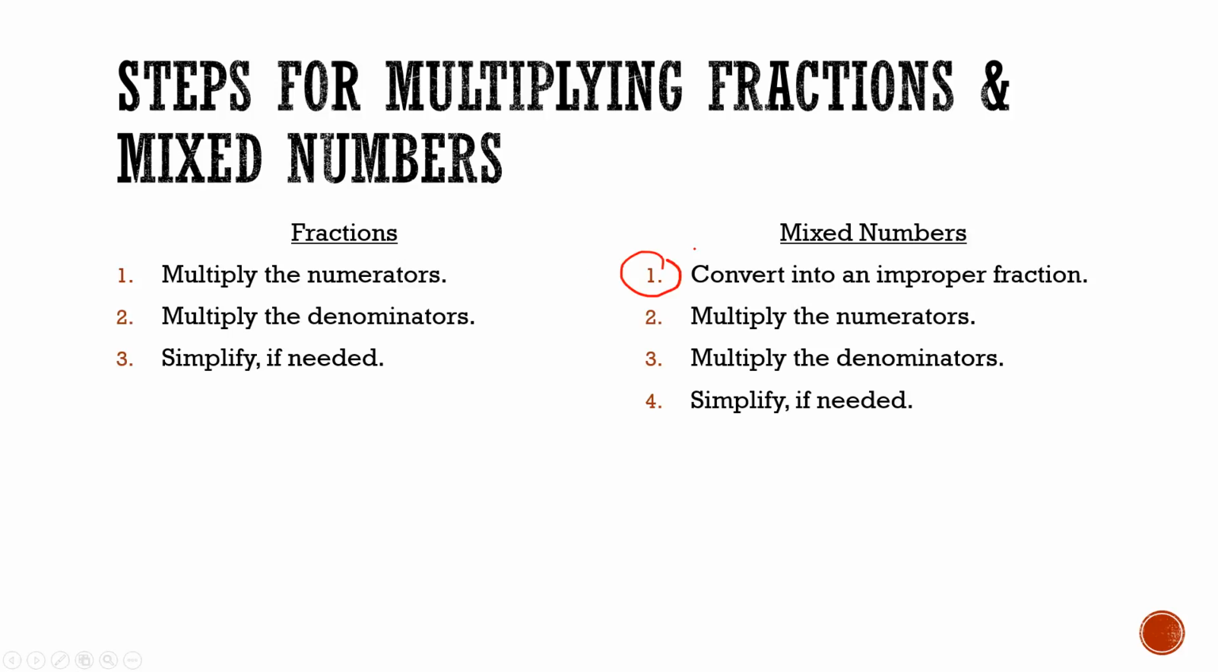A lot of people will make the mistake of just multiplying the whole numbers and then the fractions, but if you do that, you will not get the correct answer. So make sure that when you're doing mixed numbers that you first convert into an improper fraction, and then you multiply the numerators and denominators and simplify if needed.